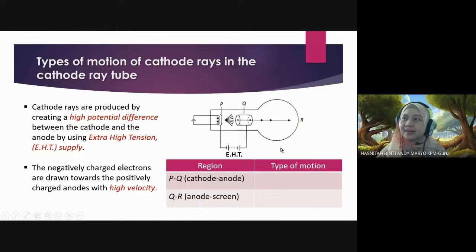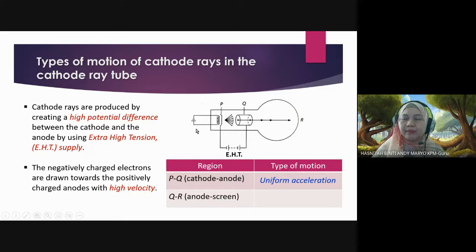The screen. So what do you think is the type of motion in this region from P to Q? Okay, what do you say? What can you say about the motion of the cathode ray from P to Q? How are they moving?